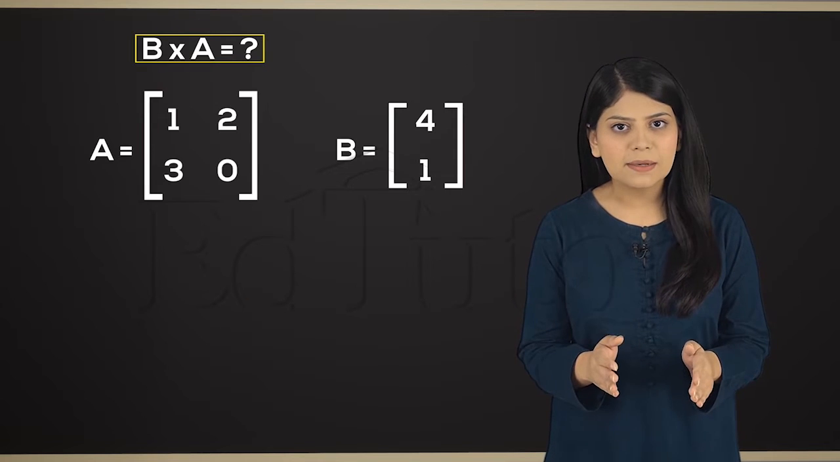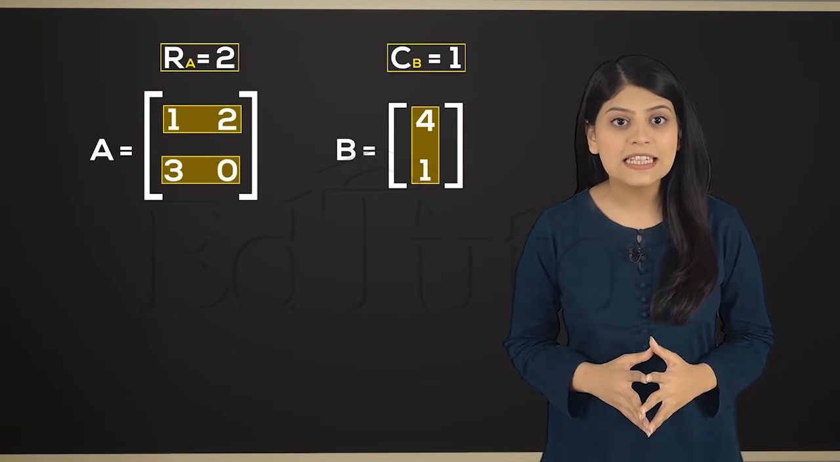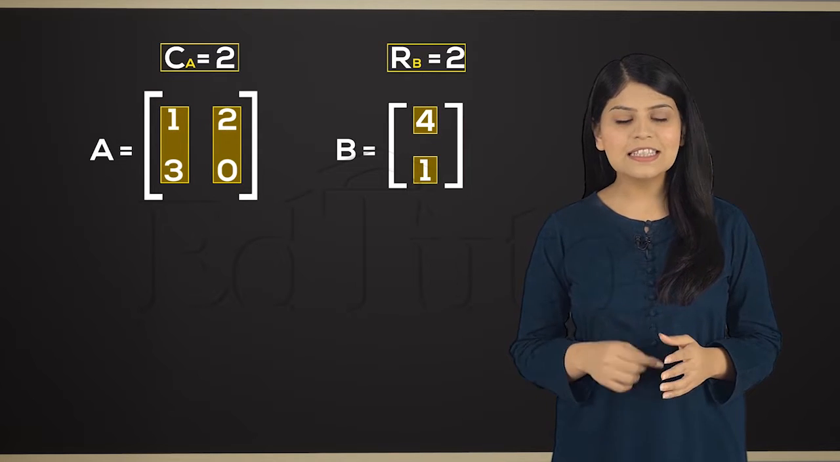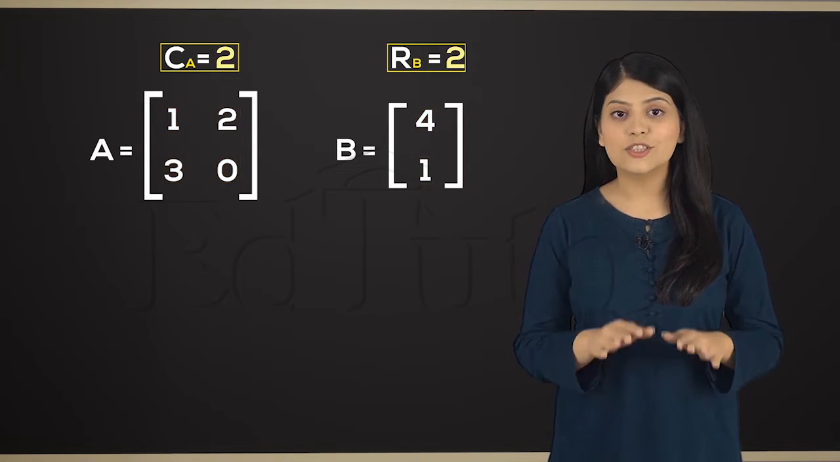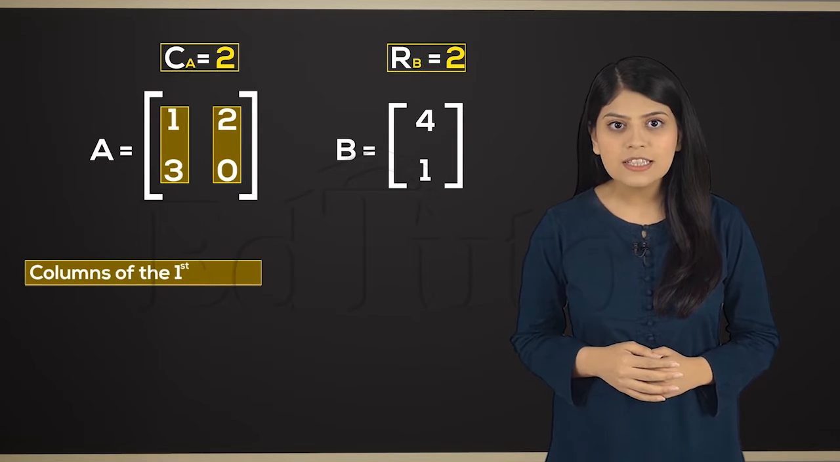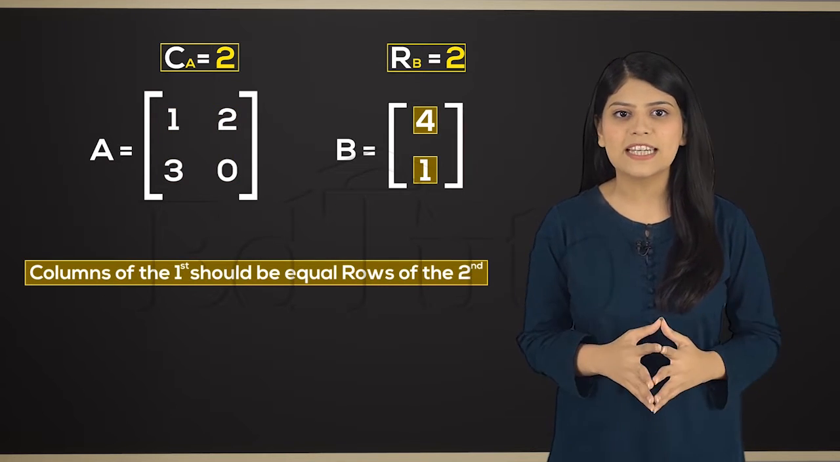If instead of AB, BA was required, we would apply this columns B is equal to rows A check instead of this columns A is equal to rows B. In short, the columns of the first should be equal to rows of the second for successful multiplication.